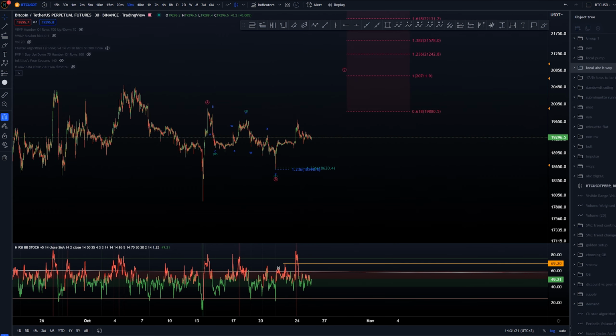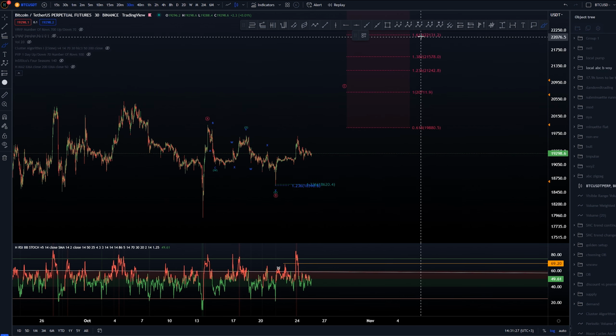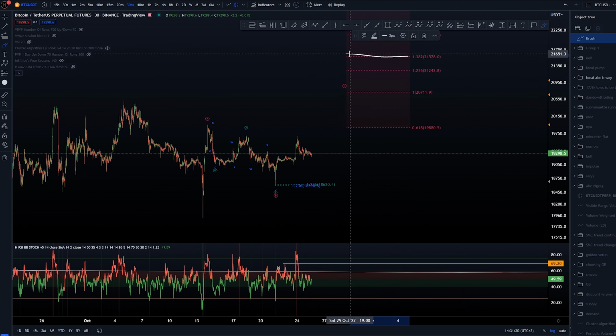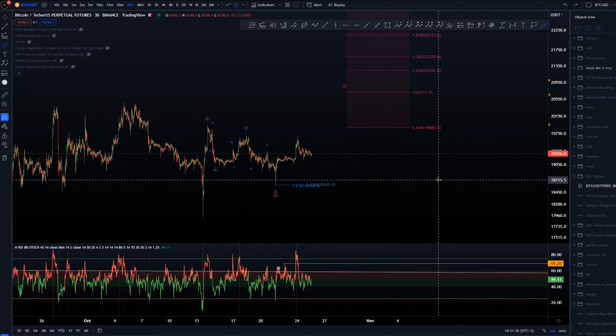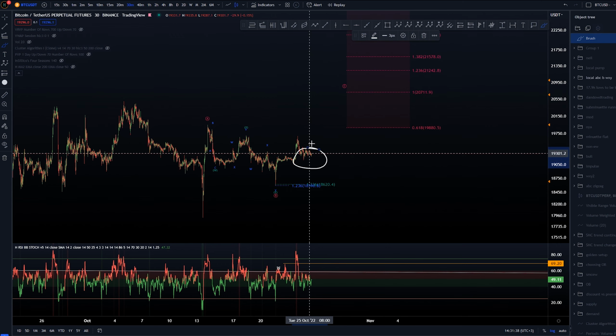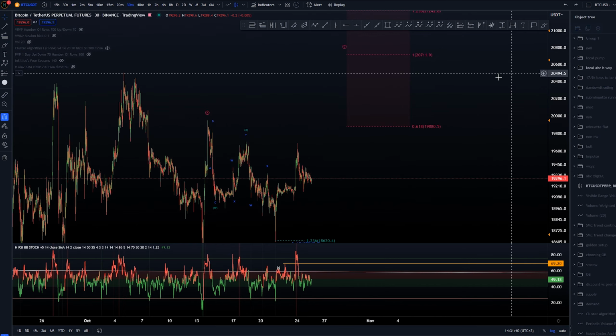Of course, higher time frame targets 1-to-1, 20.7k, all the way up to 21.6k. So this would be the target area most generally for that C wave. But we'll see, of course, how that happens, and this structure here is the most key area.